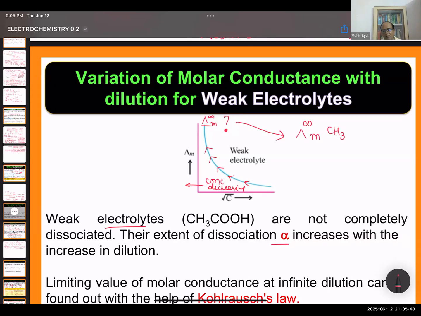Very simply, I am putting it. The limiting value of the molar conductivity of acetic acid at infinite dilution, be careful, is equal to the sum of the limiting value of the molar ionic conductivity of the acetate ion plus the limiting value of the molar ionic conductivity of the H plus ion. Is it clear?